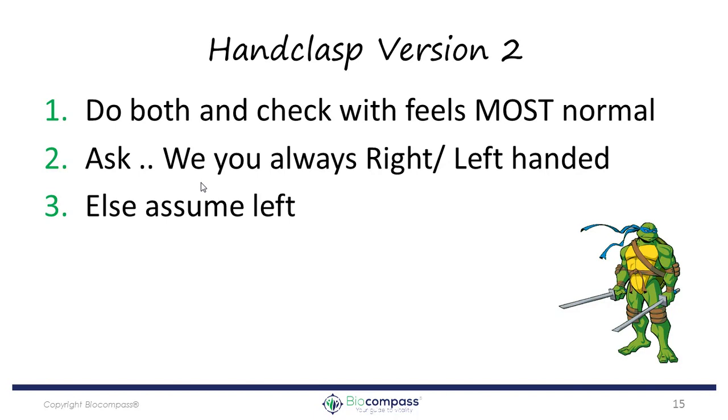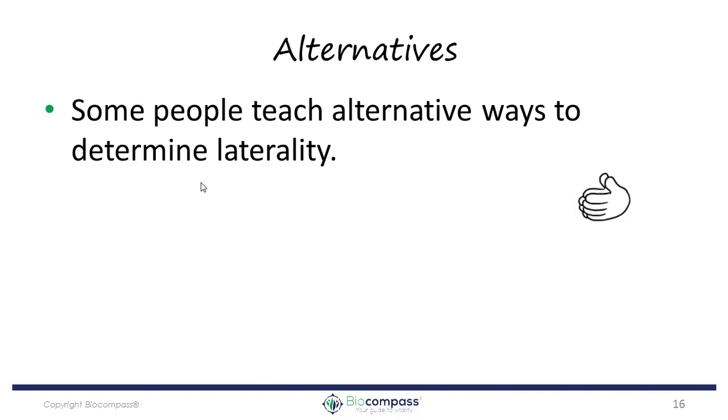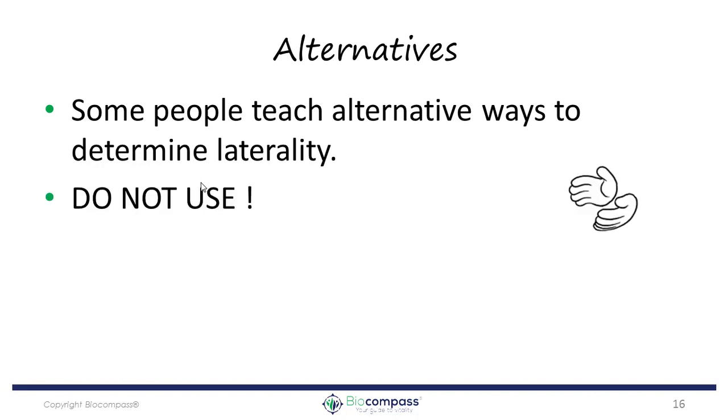For example, if I write my name with my left hand, it's hardly readable. It's very, very bad. So if all tests are inconclusive and they're doing the same things just as well left-handed and right-handed in the hand clasp exercise, assume that they're left. In some healing modalities, they teach alternative ways to determine laterality, handedness, or brain-wiredness. Do not use anything else. Please fix on the hand clasp exercise.